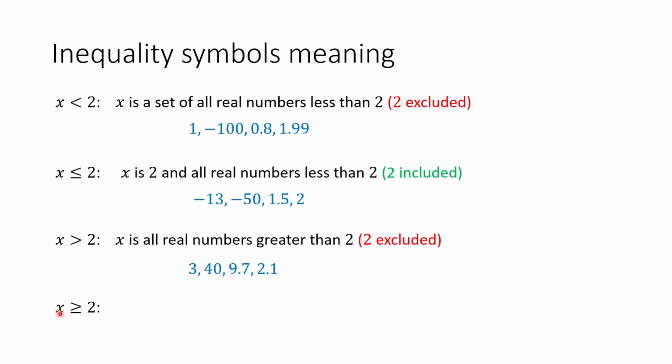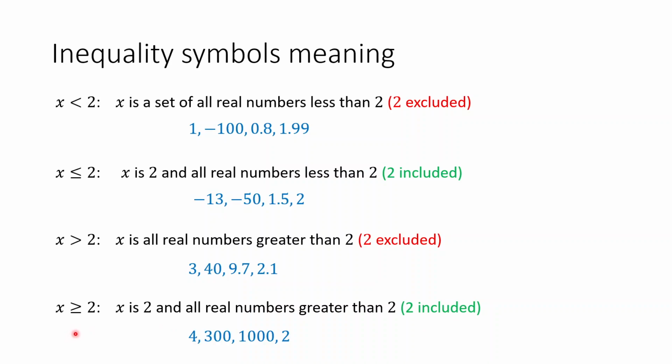Now this one, x greater than or equal to 2. This means x is 2 and all real numbers greater than 2. In this case, the number 2 is included. For example, this x can be 4 because 4 is greater than 2. X can be 300, x can be 1000, and also x is equal to 2.